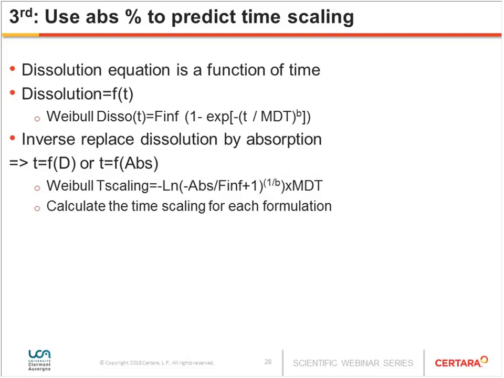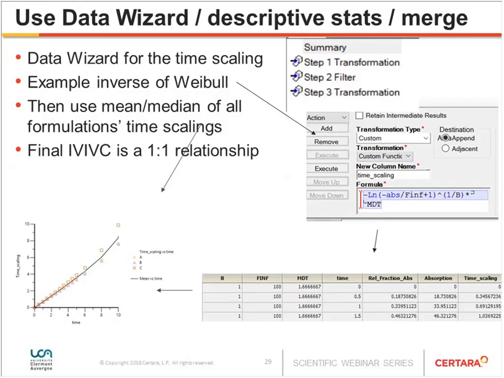You can do this not by hand, but with the data wizard using a custom function. It is going to be a transformation. In step 1, you select transformation, and you select type of transformation custom. In the custom function, you are going to return time scaling, which is what I told you just before: minus log of minus f divided by f infinity plus 1, to the power of 1 divided by b, times MDT. That is going to give you directly the value of your time scaling.